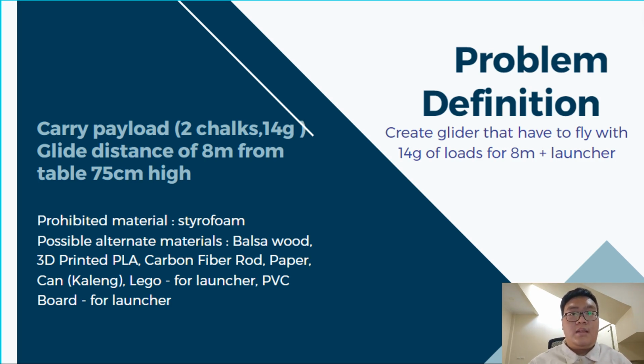There is one material that is not allowed in this project, which is styrofoam, and there are possible alternative materials we can try: balsa wood, 3D printed PLA, carbon fiber rod, paper, cans, Lego for the launcher, and PVC board for the launcher. In the end, for our group, we used balsa wood and paper for the glider, carbon fiber rod for the tail boom, and for the launcher we used balsa wood with some aluminum foil to reduce friction.